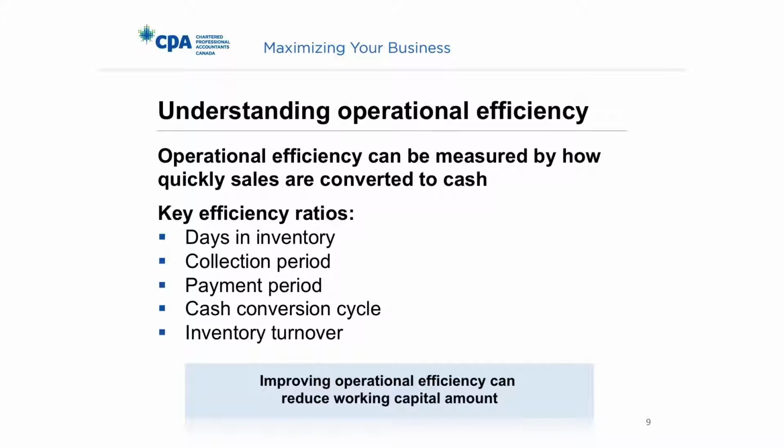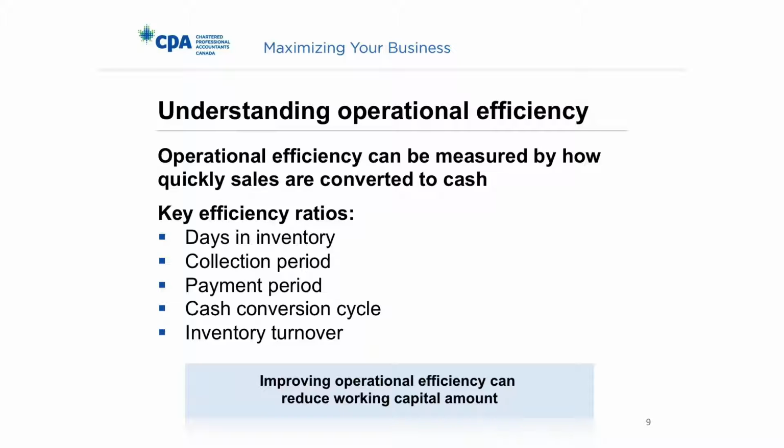Now that we understand how to calculate working capital, let's take a look at measures of operating efficiency. Operating efficiency is measured by how quickly sales are converted to cash by the business. A business that's able to quickly convert its sales to cash is operationally efficient, and as a result will use less working capital than a business that is slower at converting sales to cash.